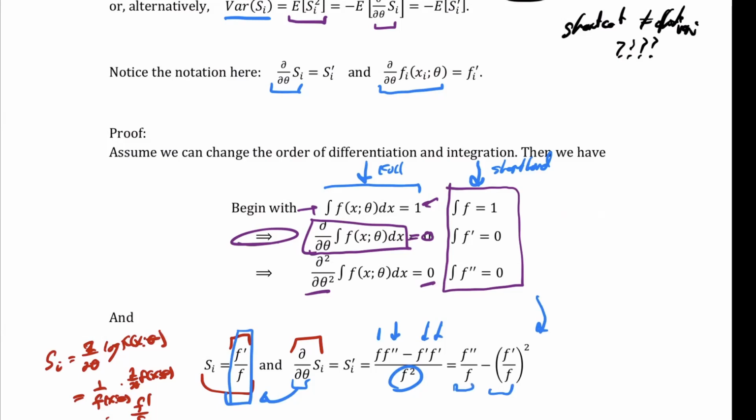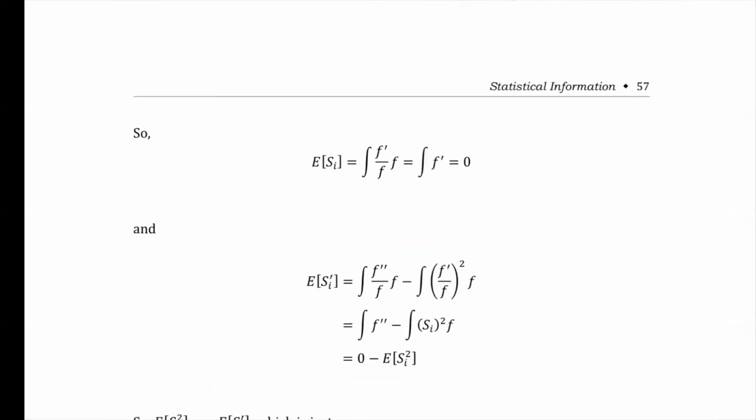Remember, we're going to use this piece here. So let's go over here. I'm going to write it down first. Remember that the integral of f is equal to 1. And then we saw that the integral of the derivative was 0. And then we saw that the integral of the second derivative was also 0. Those are things that we just did from the last page that are going to be useful.